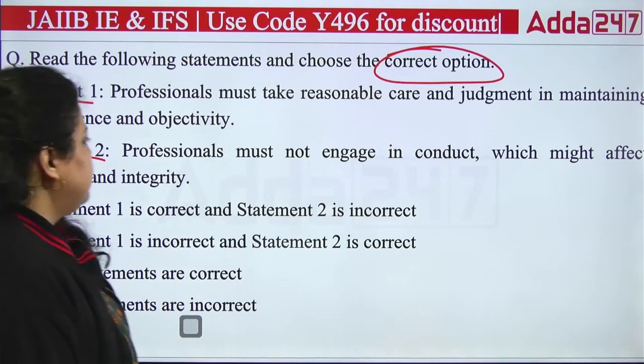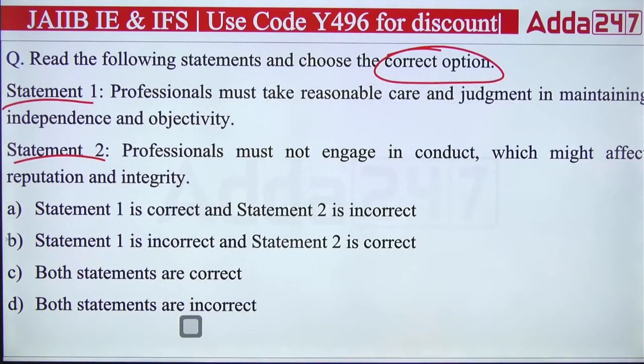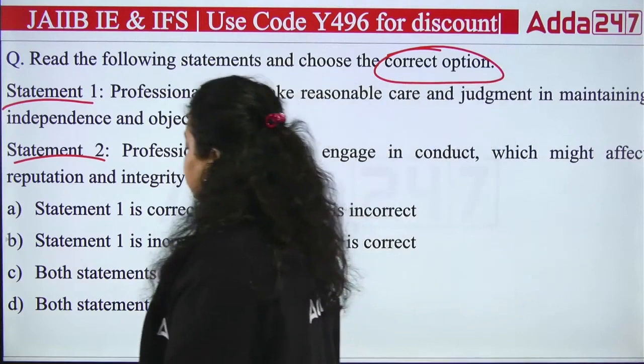First is saying professionals must take reasonable care and judgment in maintaining independence and objectivity. Second is saying professionals must not engage in conduct which might affect their reputation and integrity. So A, B, C or D, which of the following is correct? And actually both the statements are correct in context to the professionals. Okay, so the right answer will be option C.